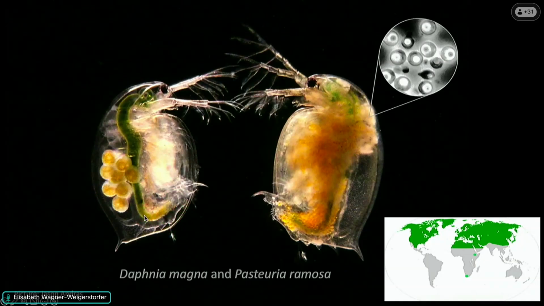But you can also cross them. They also reproduce sexually. Roughly, you have one sexual generation per year, but multiple asexual generations per year. On the other side here, you have an animal which is infected with a parasite. The parasite is called Pasteuria ramosa.